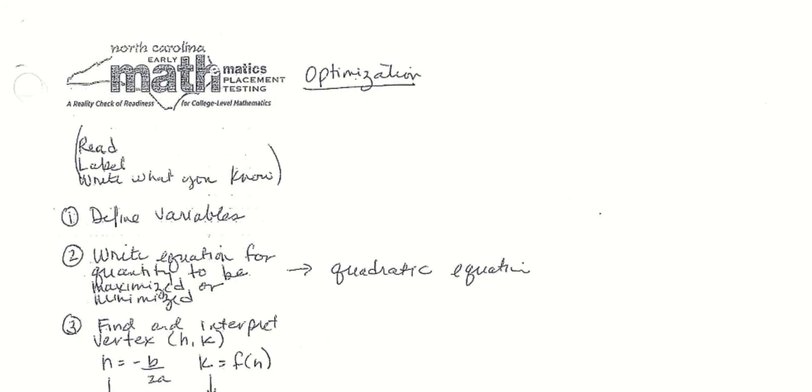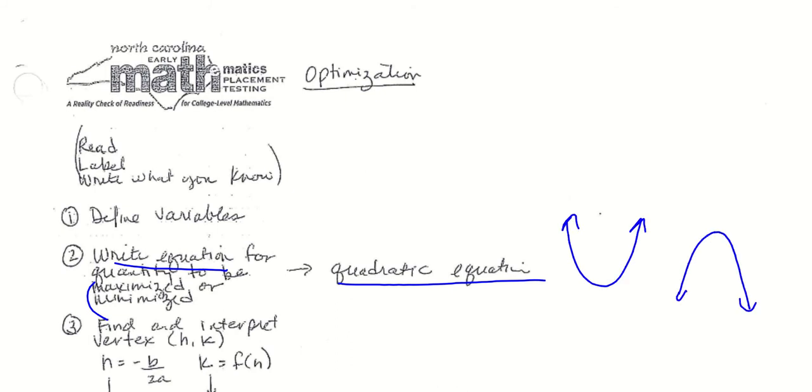Welcome, crew. This is a continuation of our optimization notes where we write an equation for a quantity that needs to be maximized or minimized, which leads to a quadratic equation. That quadratic equation would have a graph that would be a parabola, so either a happy parabola or a sad parabola, where because they turn around, they have an absolute minimum or an absolute maximum at the vertex. And we know how to find the vertex of a quadratic.